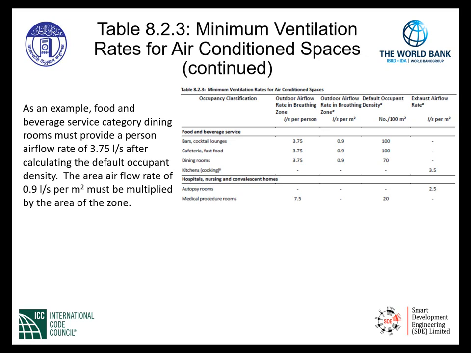So what we're doing here is picking values from this table to integrate into an equation to ultimately calculate the total amount of outside air required for these particular spaces, based upon the function of these spaces within our buildings.